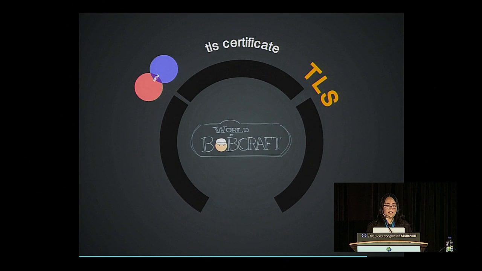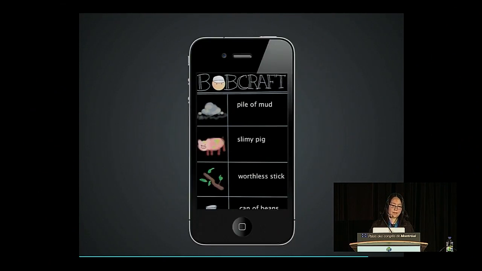Another type of authentication is API keys or access tokens, such as OAuth, not OATH this time, for applications that need to authenticate in the background without any interaction with the user. For instance, the World of Bobcraft mobile app, which allows Alice to check her auctions and in-game mail.